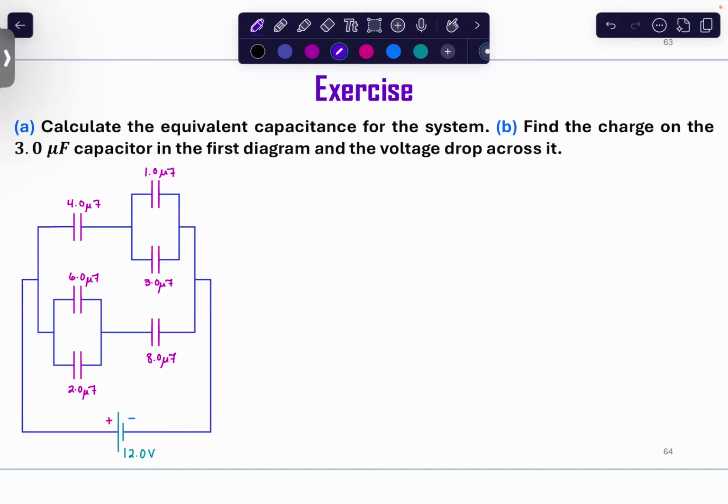Okay, so calculate the equivalent capacitance of the system. So let's see, the battery goes up to a system in parallel. That system in parallel has a top and a bottom that's in series, but then those series have their own parallels. So let's start by combining these parallel capacitors.